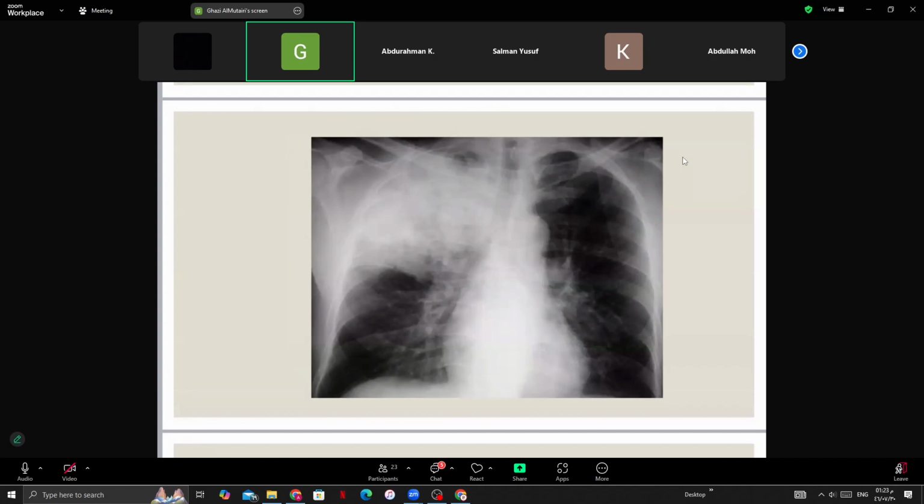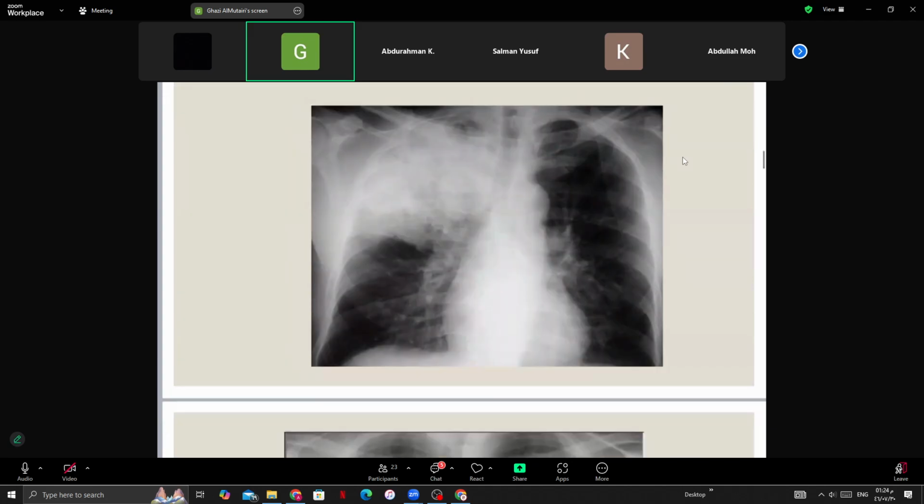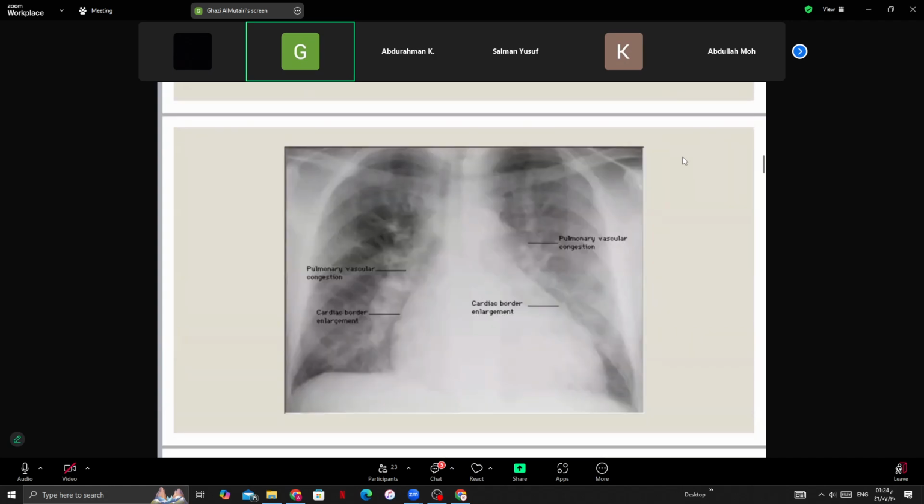What's the abnormality? Right upper lobe consolidation. Excellent. So right upper lobe consolidation or right upper lobe homogeneous opacity. Based on history and examination, most likely this patient has right upper lobe pneumonia. What about this X-ray?